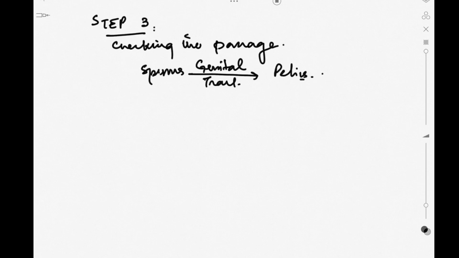Passage means the sperms move from the genital tract to the pelvis of the lady to meet the ovum or egg. So we should be able to understand the integrity of the passage. So the passage means, you know, one is tubes or fallopian tubes.